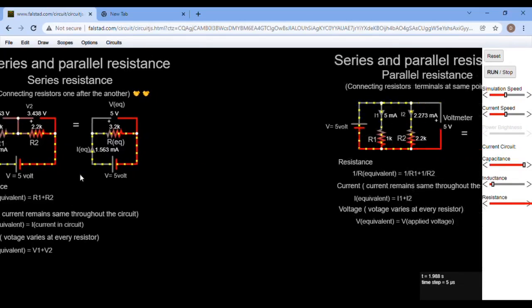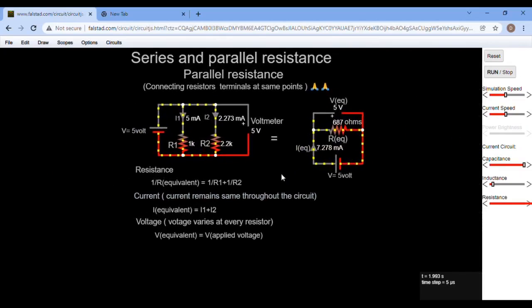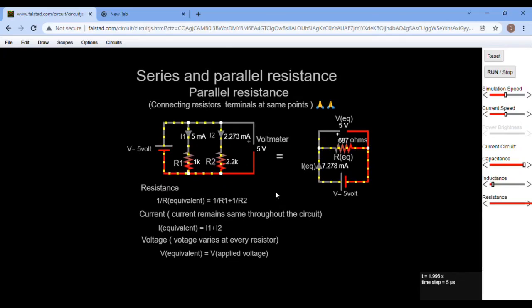Now let's go for parallel resistors. Parallel means, for example, there are two people, and you are holding the right hand of the person with your left hand, and in your right hand you are holding his left hand. Just imagine that. That is known as parallel. That means you are facing each other, holding your hands. Both the hands are touching both the hands. That is what happens in the resistor parallel connection.